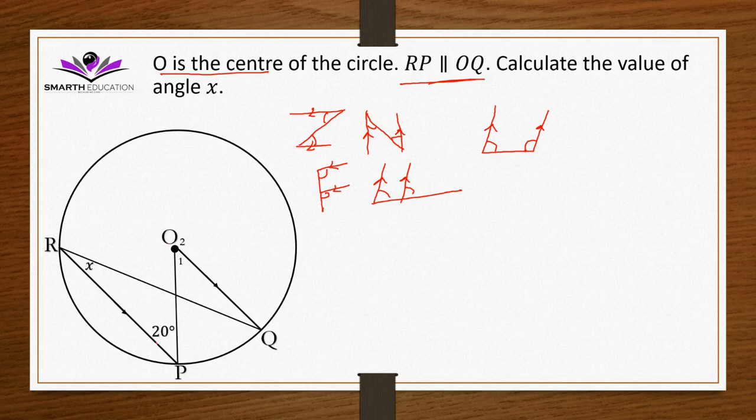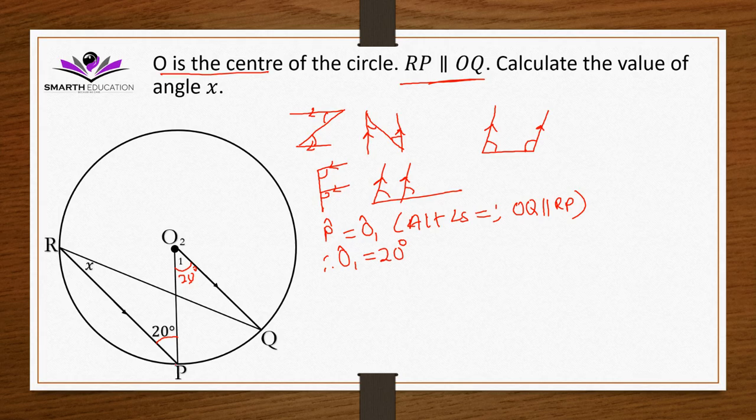Right, now if we check here with our parallel lines RP and OQ, 20 is what? It is alternate to O1. So we can say angle P is equal to angle O1. Why? Because alternate angles are equal, since OQ is parallel to RP. And it means this angle is 20 degrees. So therefore, O1 is equal to 20 degrees.